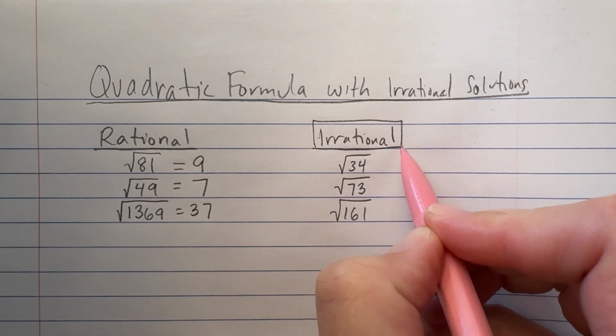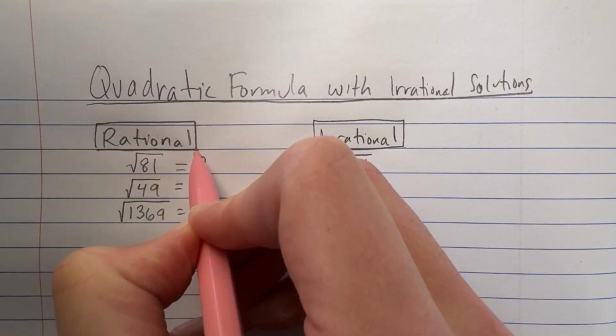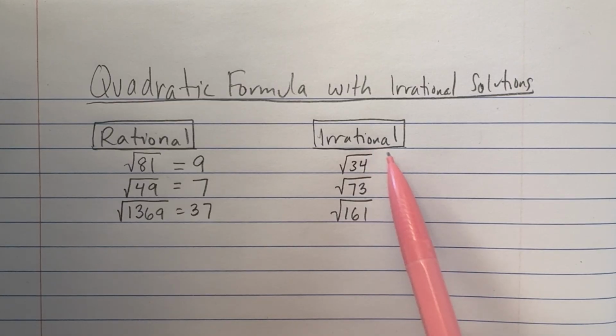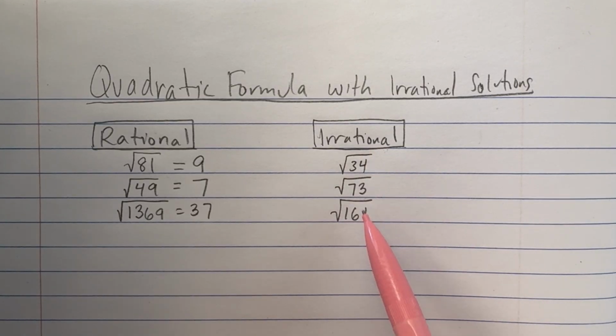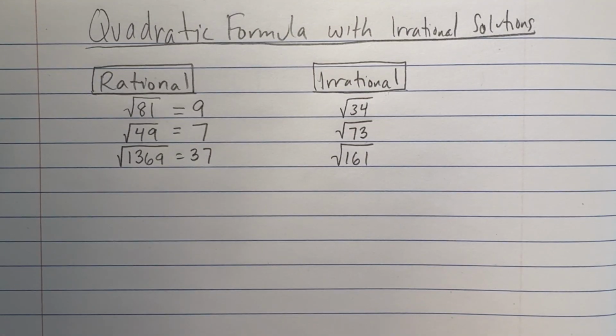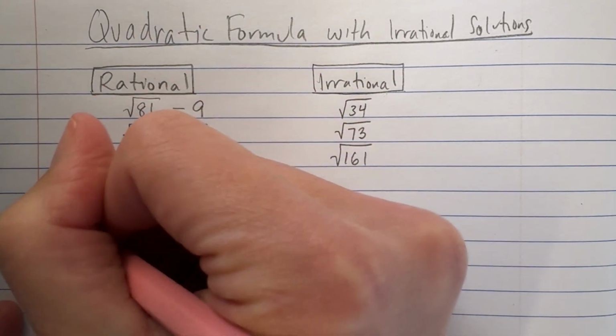These are irrational numbers. Okay, and sometimes when we use the quadratic formula, under that square root sign, we end up with a number that can't be square rooted, and therefore it's irrational. It turns out it's actually less work because we can't take the square root, so we just don't. Okay, so here's an example.